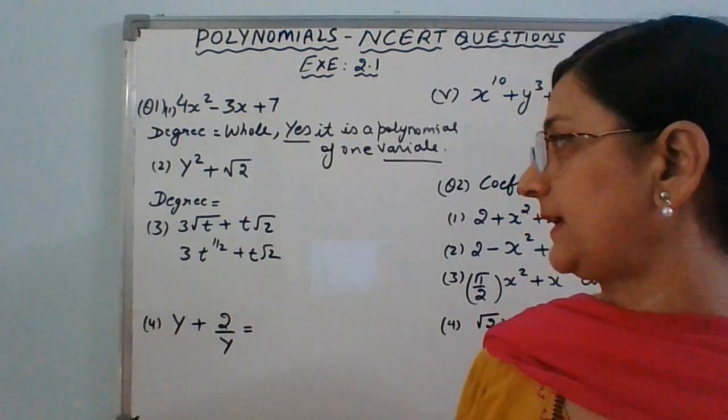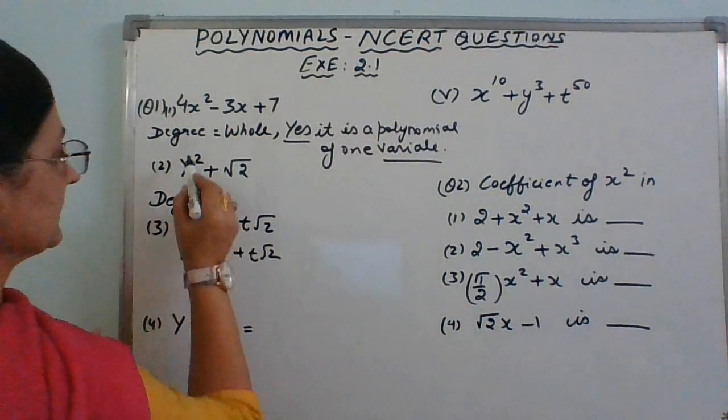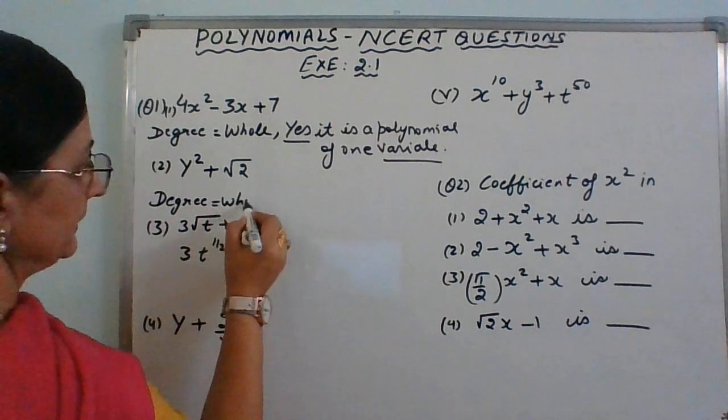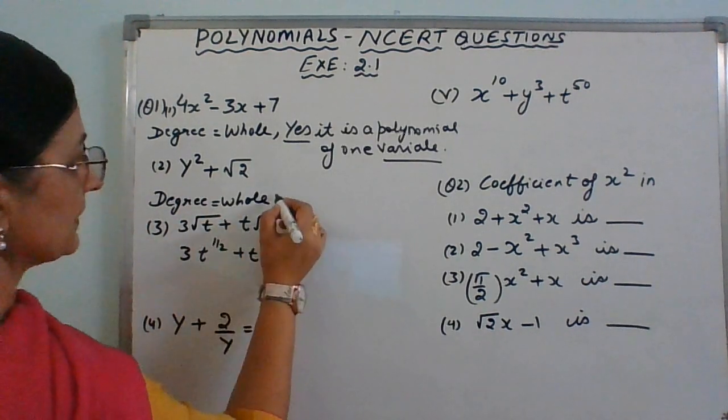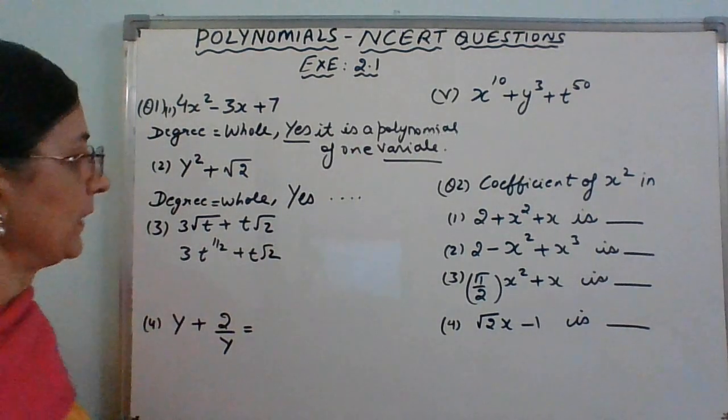Now let us check the second one. In the second one, we have one variable, yes. What is the degree? 2. Yes, it is a whole number. So I'm just writing yes, and the rest is the same line: it is a polynomial of one variable.